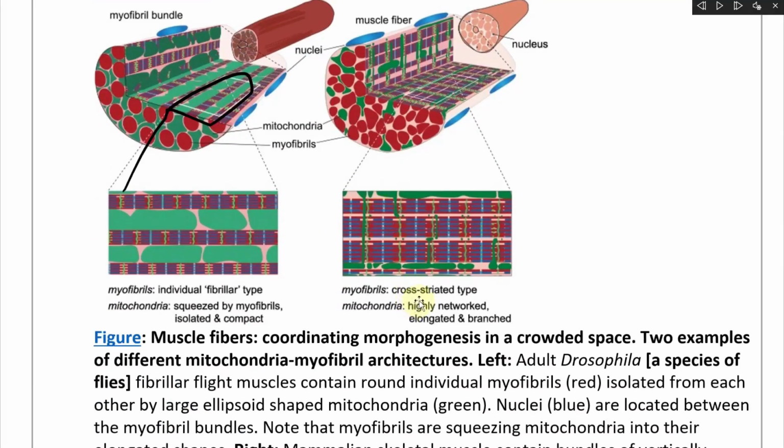And then there's the cross-striated type. If you look across here, this is the individual type, and this is a cross-striated. Basically, you have thicker ones, thinner ones, and some other types of these banded myofibrils. Then mitochondria are highly networked, elongated, and branched. You see them pushing outwards across here, like branches. This one is just isolated in each one there. This one is squeezed and moved around across the bands there. Let's erase this.